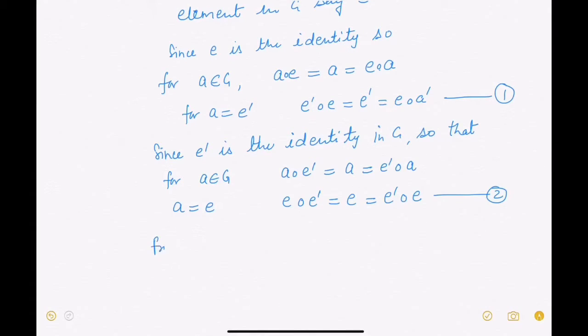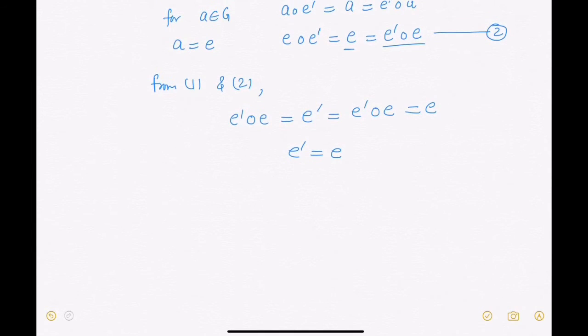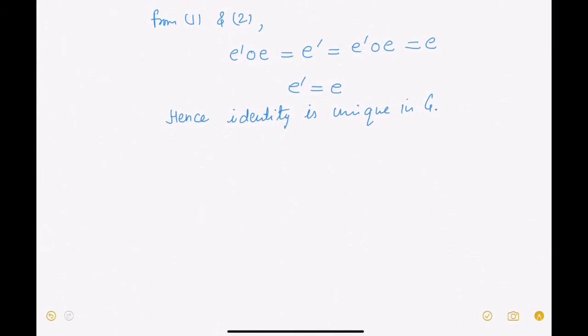Now from 1 and 2, you can see that E dash operation E is E dash, and again E dash operation E is E. That is, E dash operation E is equal to E dash, and this is equal to E dash operation E, which is equal to E. So finally what we get? E dash equal to E. Hence identity is unique in G. So this completes the proof of first theorem.